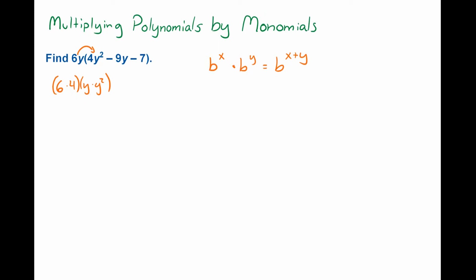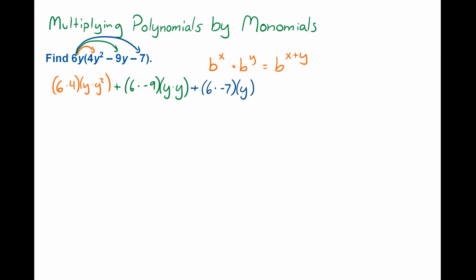Writing it longhand, I can multiply the numbers together, and then multiply the variables together. I'll come back to simplifying that. Next up, it's plus 6y times negative 9y. So that's 6 times negative 9, and then y times y as far as the variables go. And then I want to distribute one more time and take my 6y times negative 7. So that will be plus 6 times negative 7, and then y times, well, there's no variable in this one, so just y.